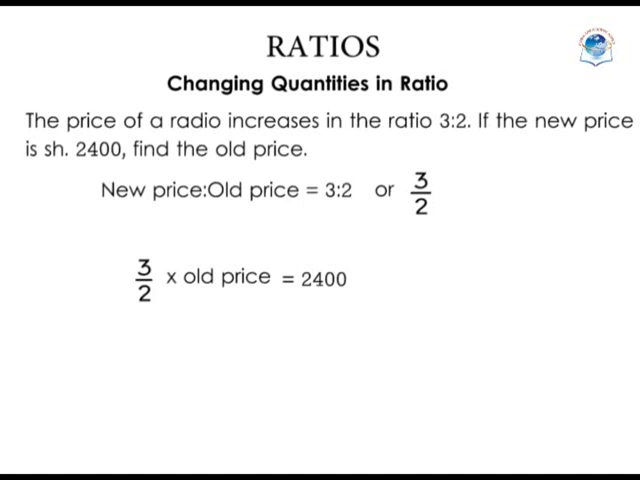To get the old price, we multiply each side of the equation by 2 over 3. And that should give us 1,600 shillings.